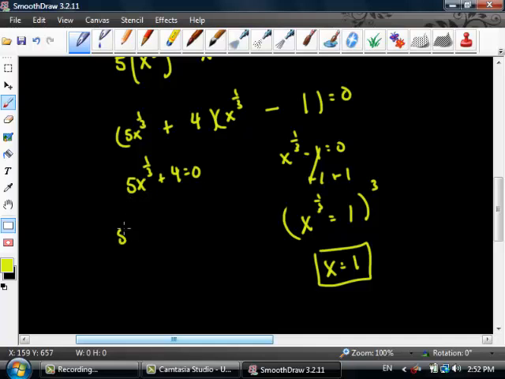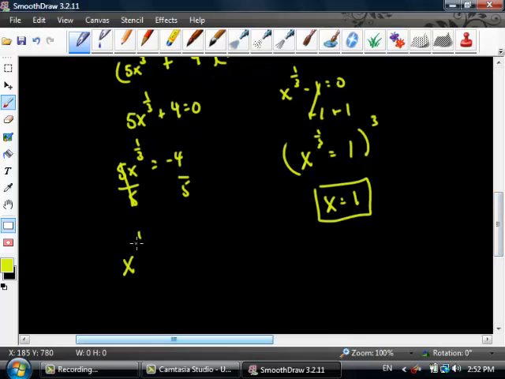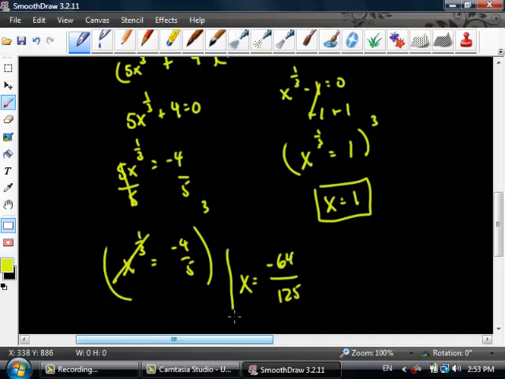Here I get 5x^(1/3) = -4. Divide by 5. A little bit of algebra is a little quick. x^(1/3) = -4/5. Now, it's a 1/3 power answering in a negative. That is possible, so don't write no solution from here. I'm going to cube both sides, so x also equals (-4)^3 over 5^3, which is -64/125. All right, so those are your two answers for that one.